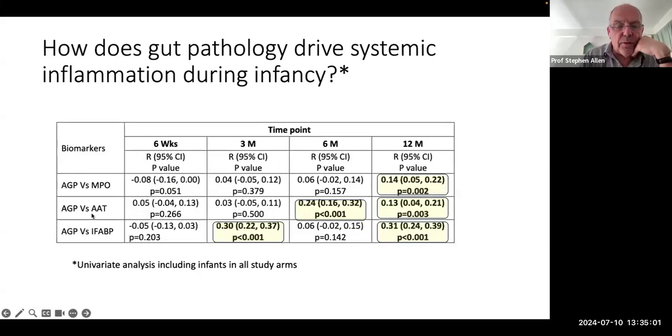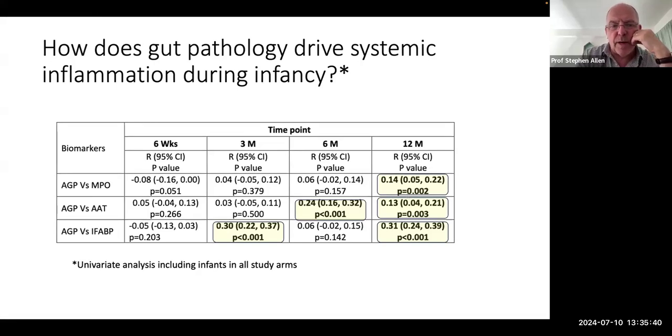If we look at how these different gut health biomarkers relate to systemic inflammation, in univariate analysis, no relationships at 6 weeks, but at 3 months, we can see that worse mucosal integrity was strongly associated with systemic inflammation. I think 0.3, 0.24 are quite high correlations and certainly statistically significant. At 6 months, it was gut leakiness that seemed to be related to systemic inflammation, and at 12 months, it was all three. Clearly, these biomarkers are interrelated.